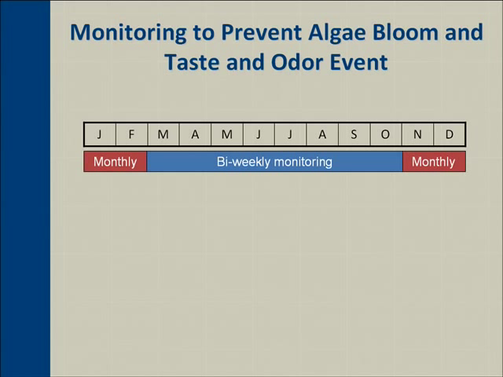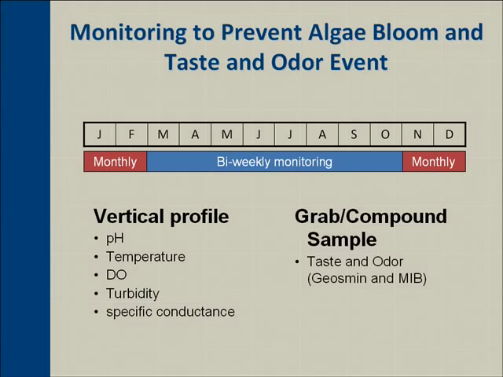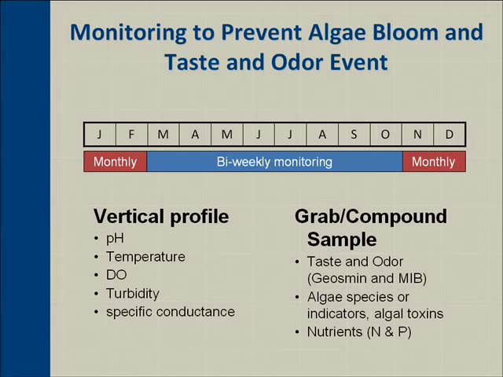And there's two tests that we do. First is the vertical profile. Now in the vertical profile, we test the pH, the temperature, the DO, the turbidity, and the specific conductance. Now the vertical profile test is important because, whatever the reasons are, the other test that we do is the grab compound sample test. And in this we test the taste and odor, the algae species, and the nutrients. Now this is important because, and again, whatever the right thing was.